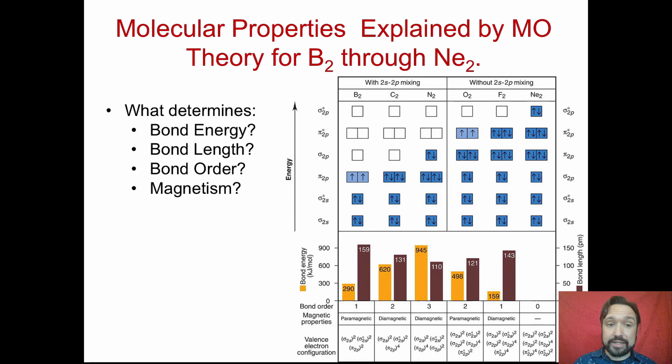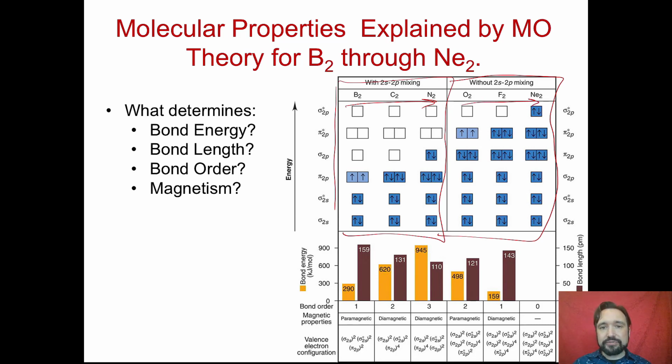All right, bond energy, bond order, bond length, magnetism, paramagnetism, diamagnetism. How does it all come together, and what does MO have to do with it all? So what we've got over here is a diagram that shows us both our MO diagrams with mixing and our MO diagrams without mixing. So here we've got boron through nitrogen and then oxygen through neon, and how those all fit together.